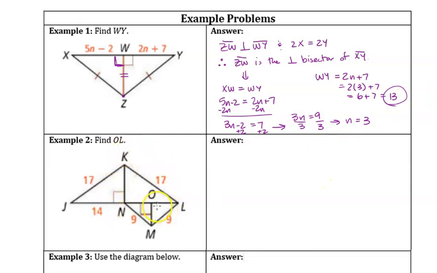Example 2 says find the distance from O to L. Now this is a pretty complex picture here. I might want to notice that I have a couple triangles that I'm going to focus in on one at a time. Triangle JKL, I see has point K equidistant from the endpoints, right? This distance is the same as this distance. And point K is on segment KN that's perpendicular to segment JL, the other side of this triangle. That tells me that from J to N should be the same distance as from N to L.